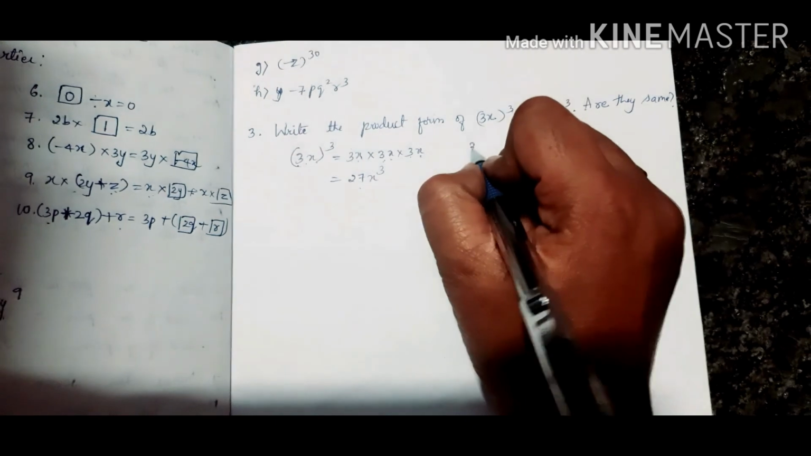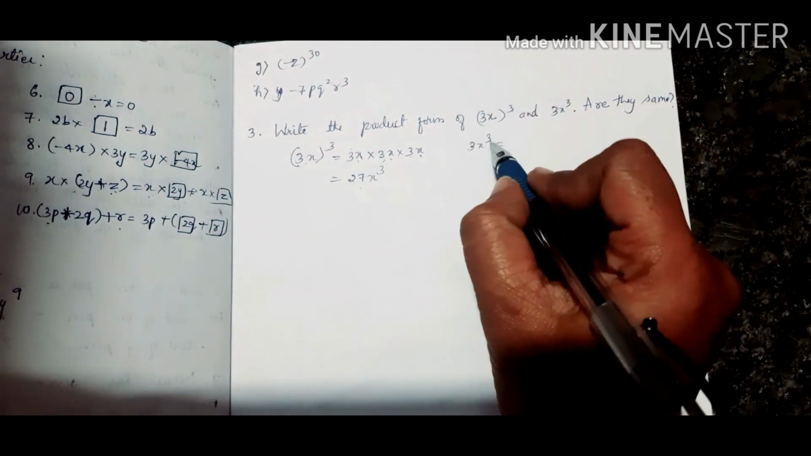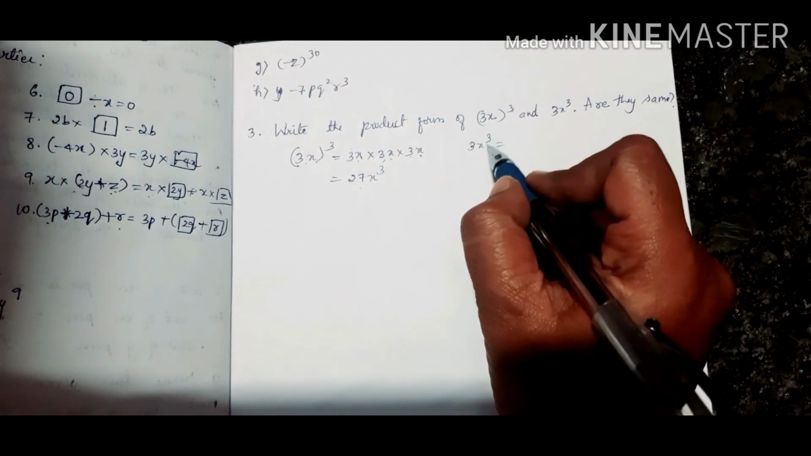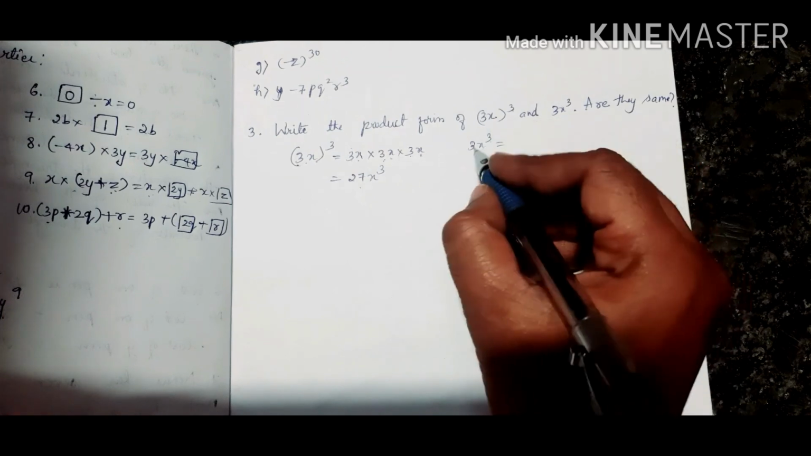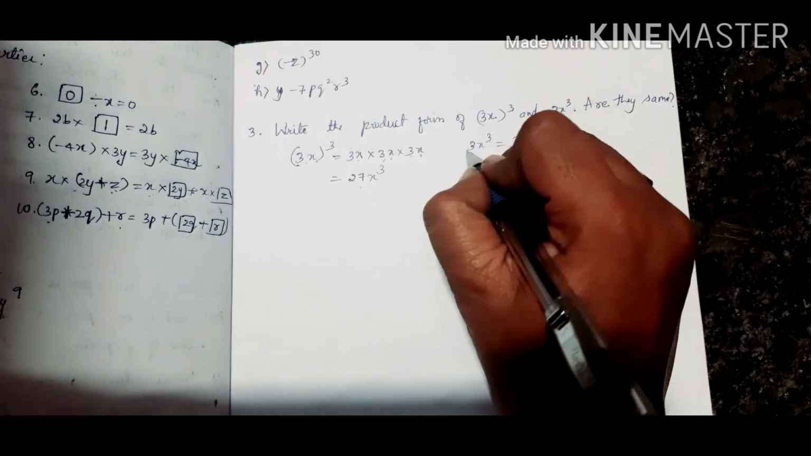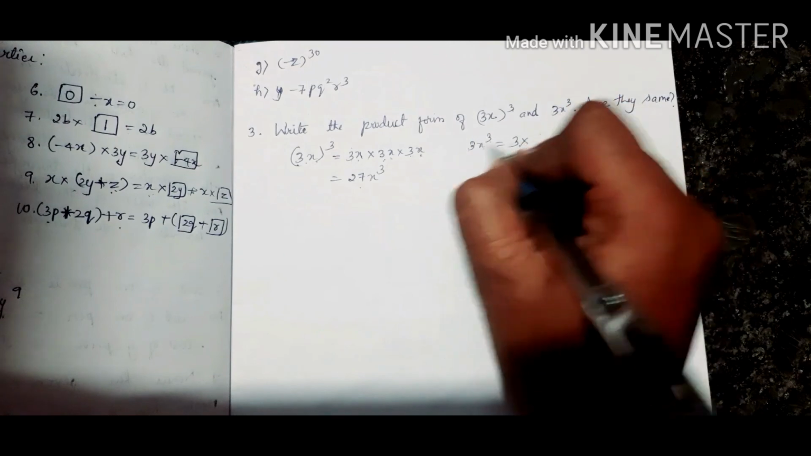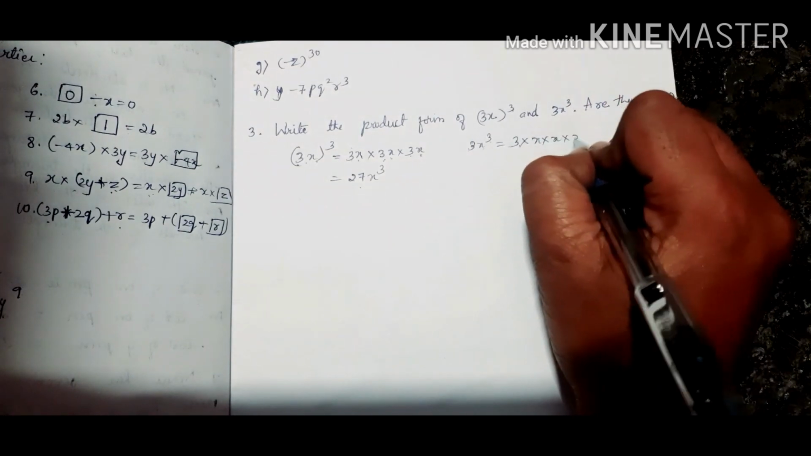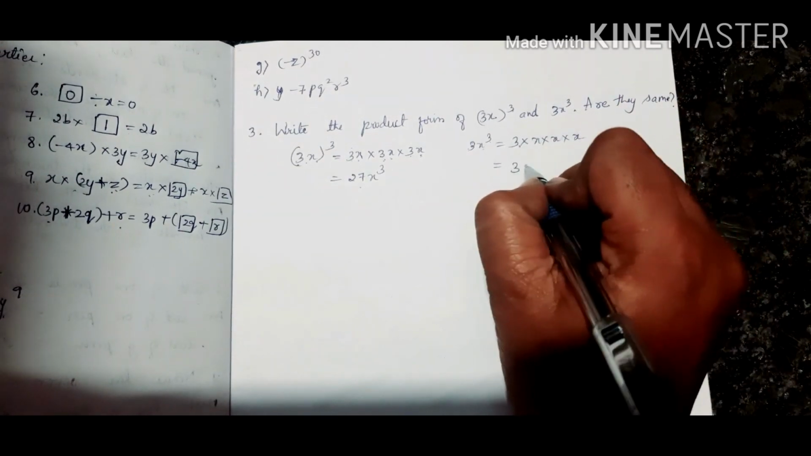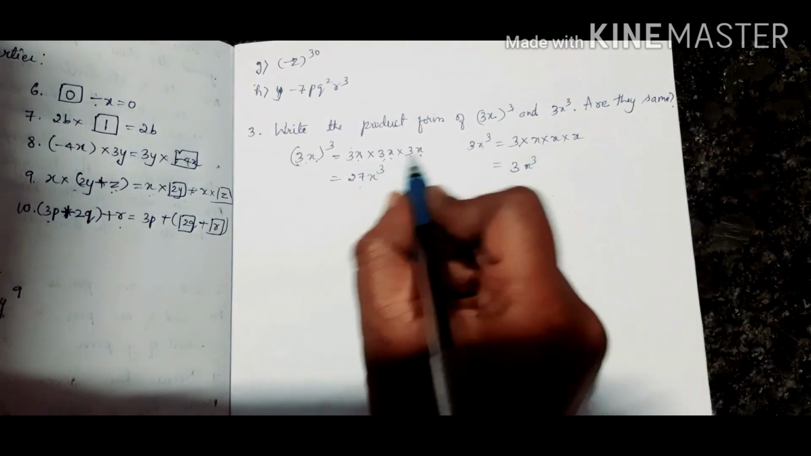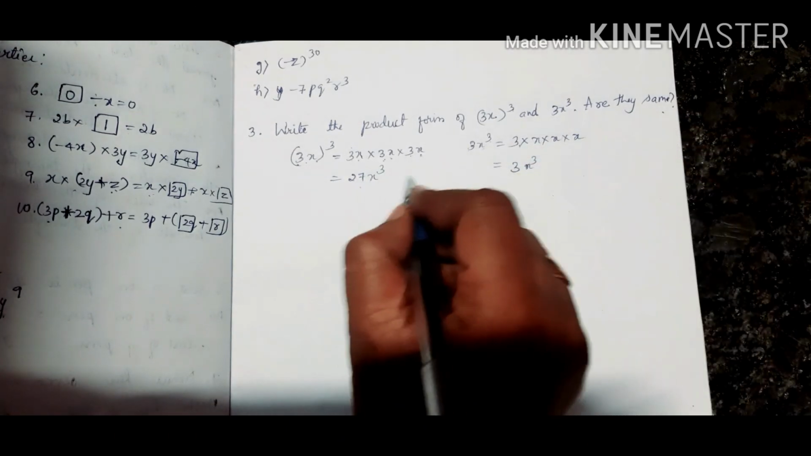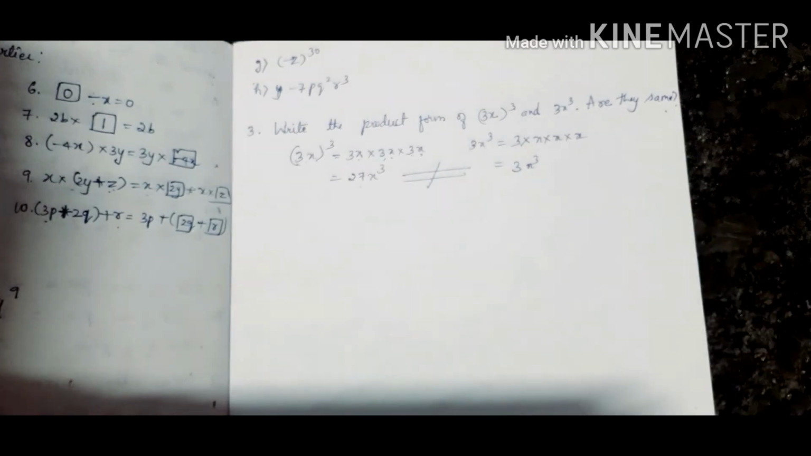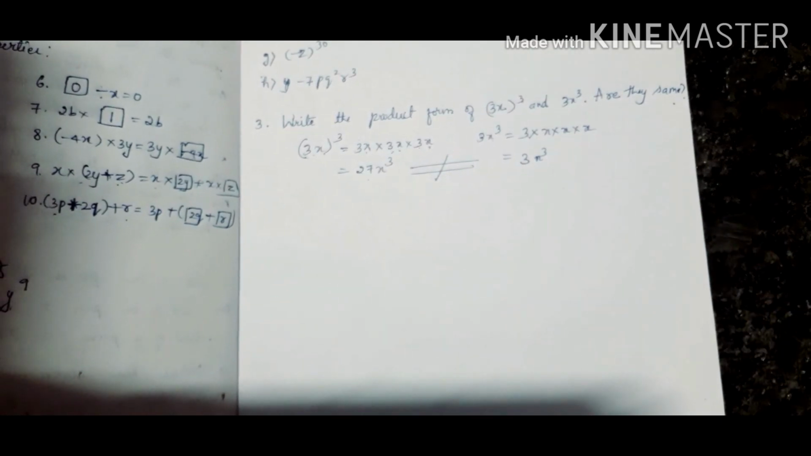If you take 3x cube, here the power 3 is applicable only for the literal number x. So 3 is multiplied only one time, x 3 times. Therefore 3 into x cube. The question is, are they same? No, they are not same. Children, in this session we have discussed the power of literal numbers.